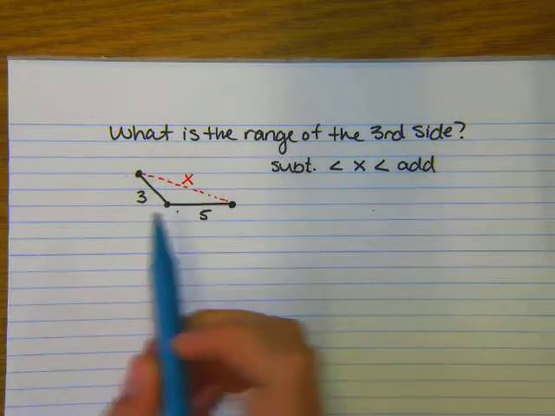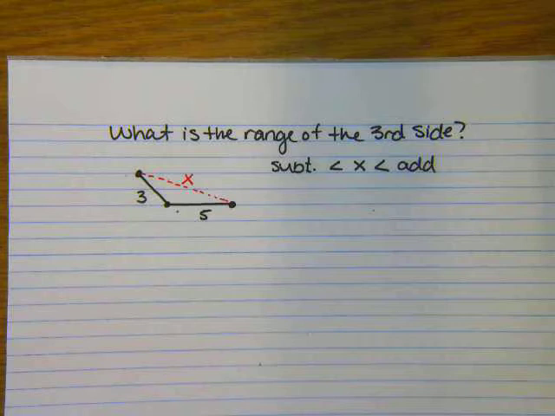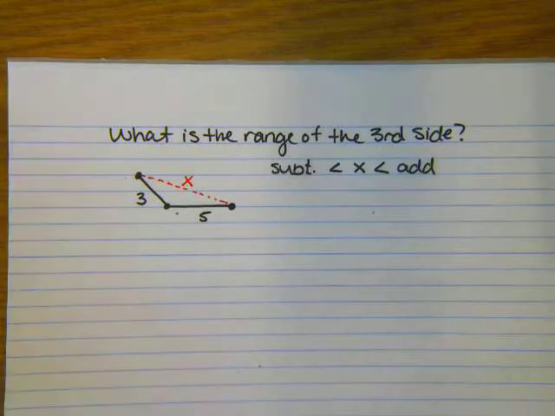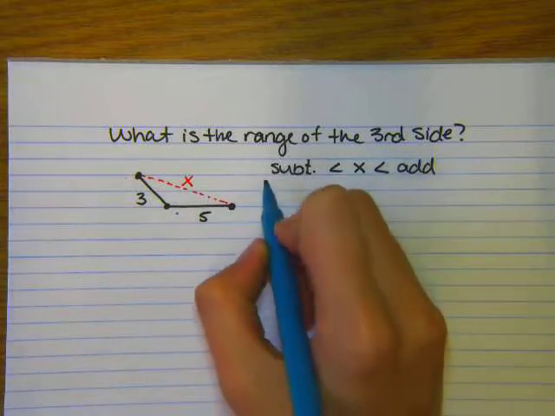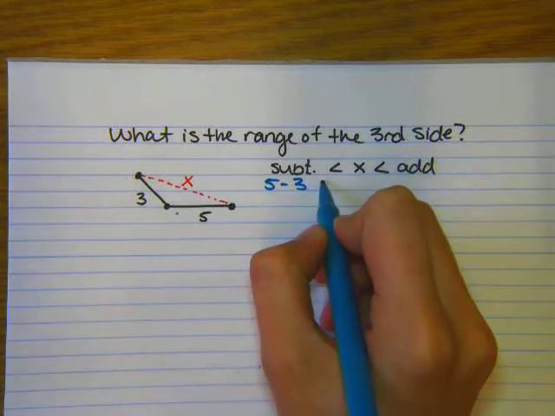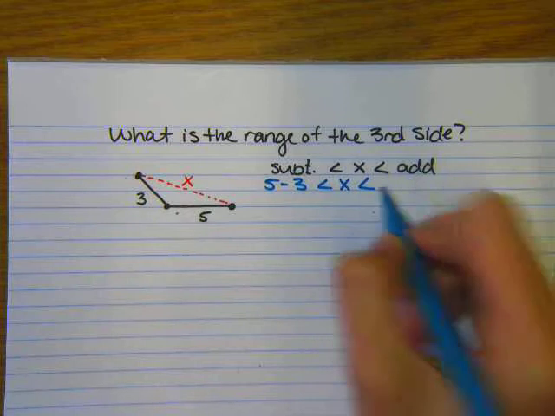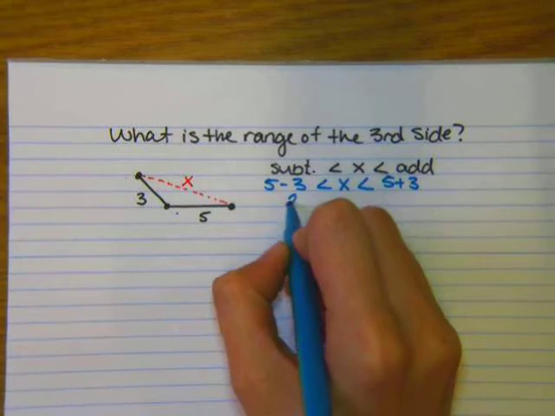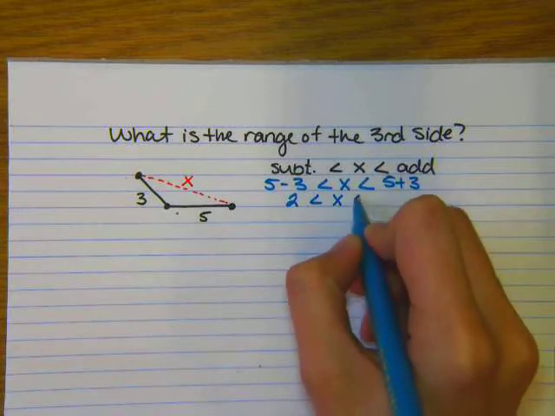Well, we know that the two smaller sides have to add up to be larger than the third side. That's one of our rules. So let's subtract first. Let's do 5 minus 3. That has to be less than x. And then 5 plus 3. So 5 minus 3 is 2, less than x, less than 8.